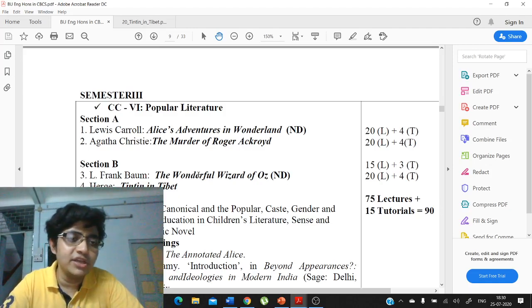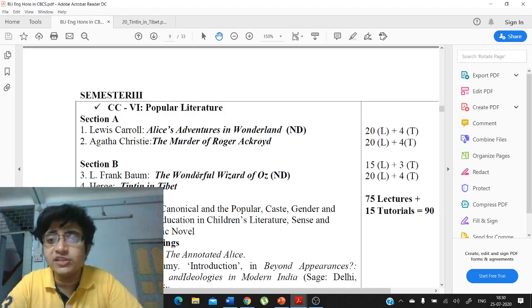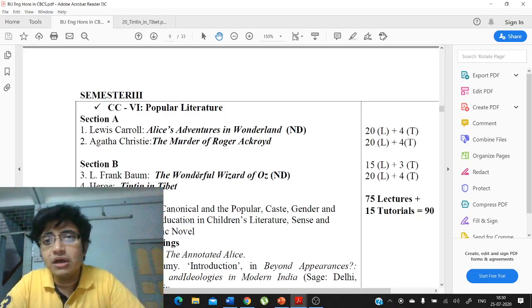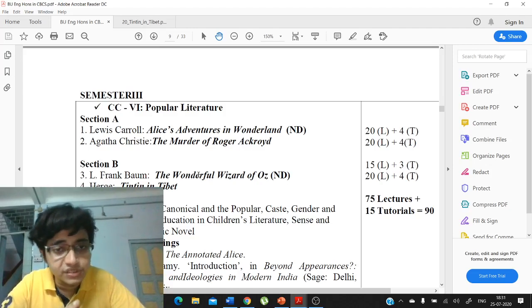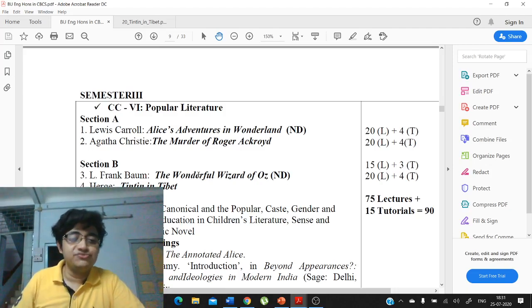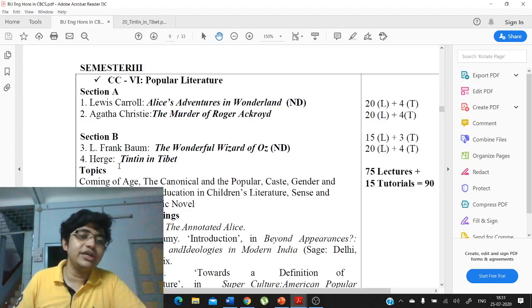So in section A we will study Lewis Carroll's Alice's Adventures in Wonderland, a wonderful children's fiction. Agatha Christie's The Murder of Roger Ackroyd. It's a famous whodunit, that is detective fiction about Hercule Poirot, a famous detective created by Agatha Christie. It's a detailed text. And of course you have to study Frank L. Baum's The Wonderful Wizard of Oz, which is a famous fantasy narrative. And of course the canonical comic album, the comics written by Hergé, the eternal comics, that is Tintin in Tibet.